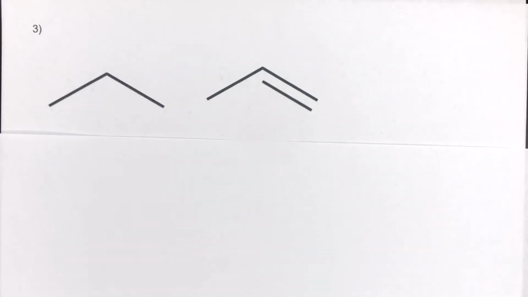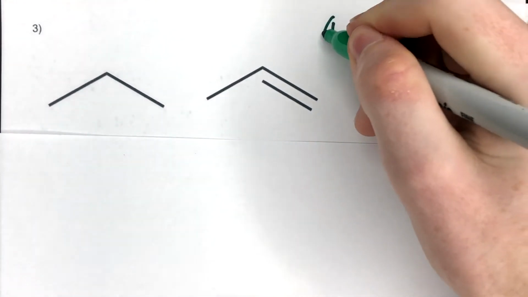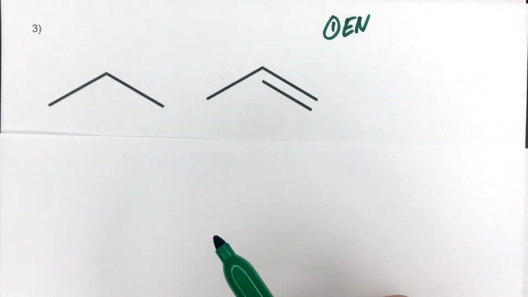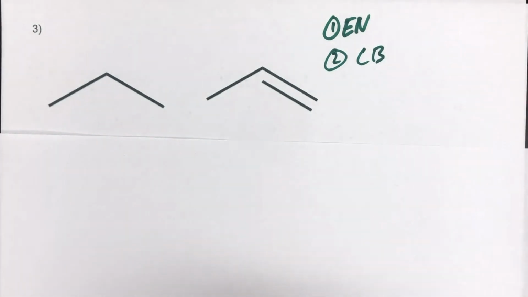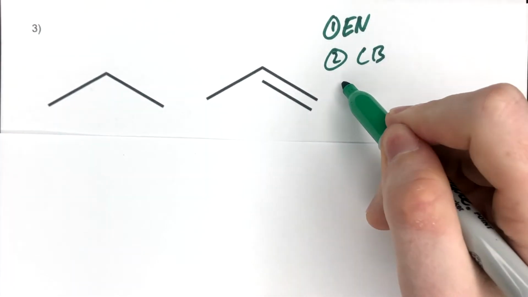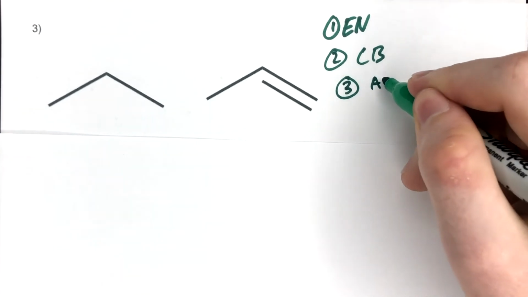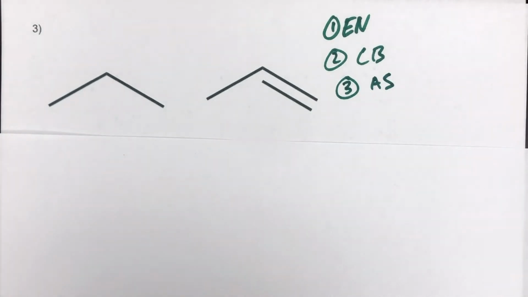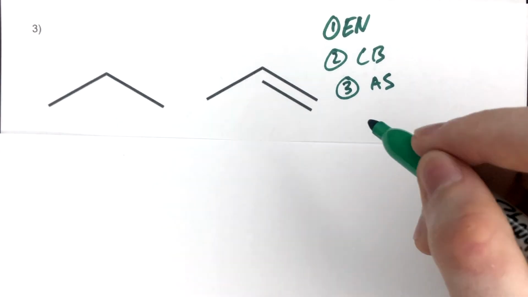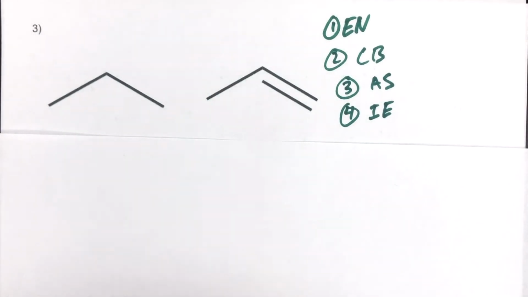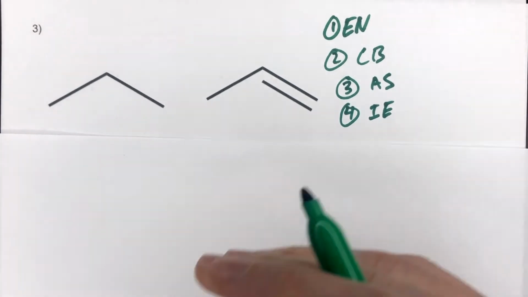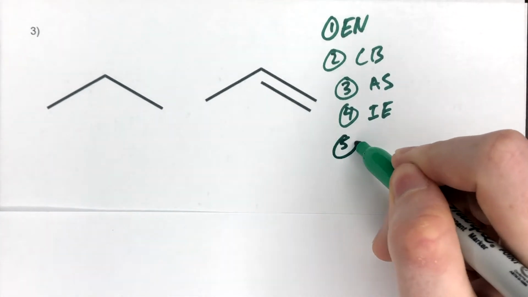All right, here we have our next question. Here, let's go through the factors quickly. First, electronegativity: no difference, because they're all just carbon and hydrogens. Secondly, conjugate base stabilization. There's no resonance here for either of them. Third would be the atomic size, so I'll call that AS. There's no difference in atomic size because they're all just carbon and hydrogens again. Fourthly, the inductive effect, IE I'll call it. Again, no difference, no chlorine or fluorine, or anything electronegative nearby the carbons we're interested in. So this must lie in the last factor, which is hybridization.